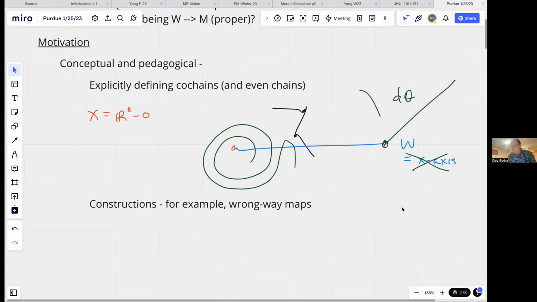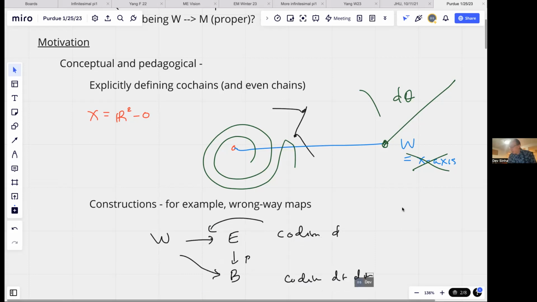Pedagogically, this makes some jobs easy. So for example, if you have a fiber bundle and you have one of these cochains, and the point is that here you've got, if it's codimension D, in other words, codimension is the dimension of E minus the dimension of W, and I've got my P, and this is like a fiber bundle with compact fiber, then I can just apply P to W. And this will be codimension D plus the dimension of the fiber, right? And that's the wrong way map.